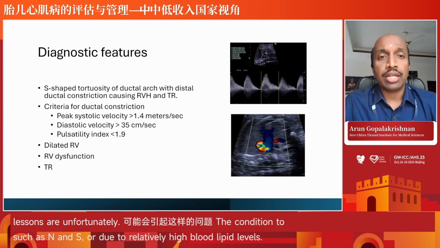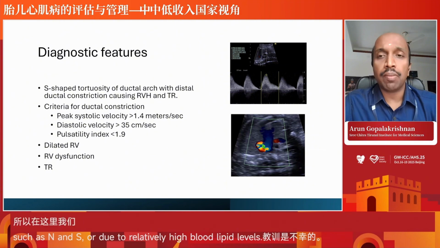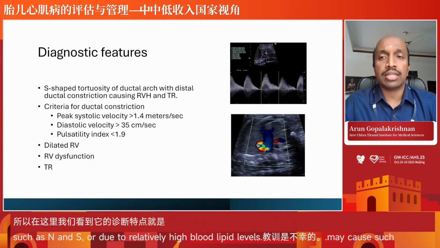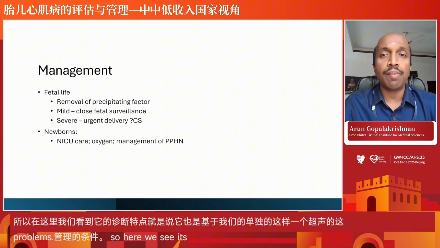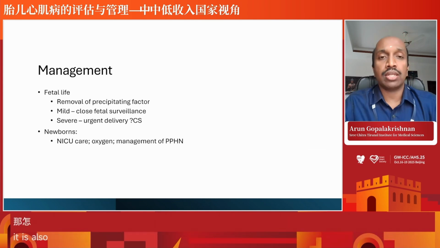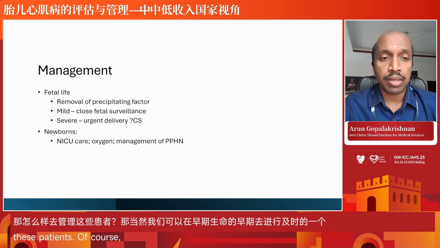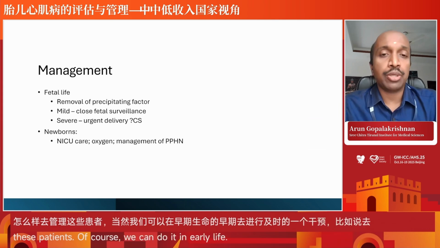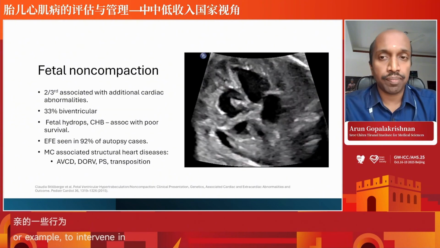These are the diagnostic features by which we diagnose this condition in fetal life, again based on a single imaging modality, that is fetal echocardiography. These are the criteria that we use. And how do we manage these babies? We have to eliminate the precipitating factor in the mother which led to the condition in the first place. And these babies will require close management in the newborn period, like we manage persistent pulmonary hypertension of the newborn.